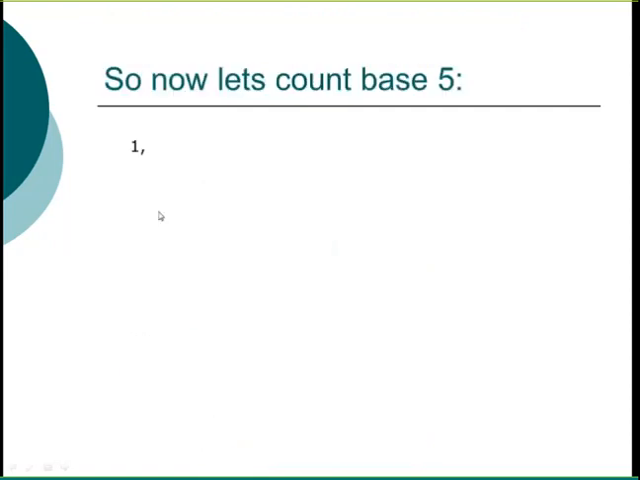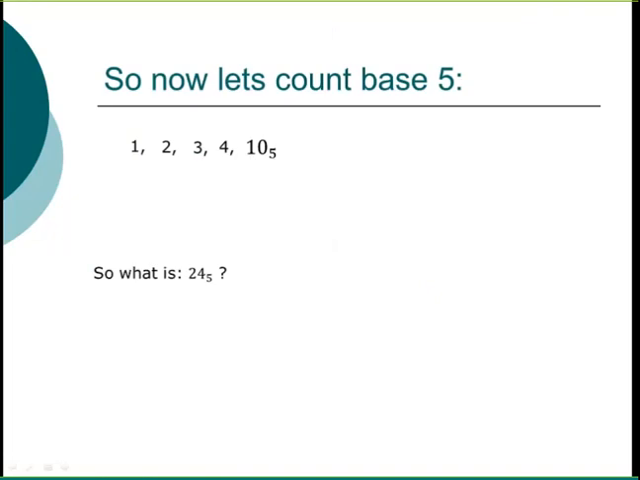So let's count in base 5. Obviously we've got 1, 2, 3, 4, and then 5 is one group of 5. So actually I have to write it as 10, and then we write this little 5 right here to represent that we're talking about base 5. So again, 1, 2, 3, 4, 10. Now that may feel awkward, but the 1 is saying one group of 5.